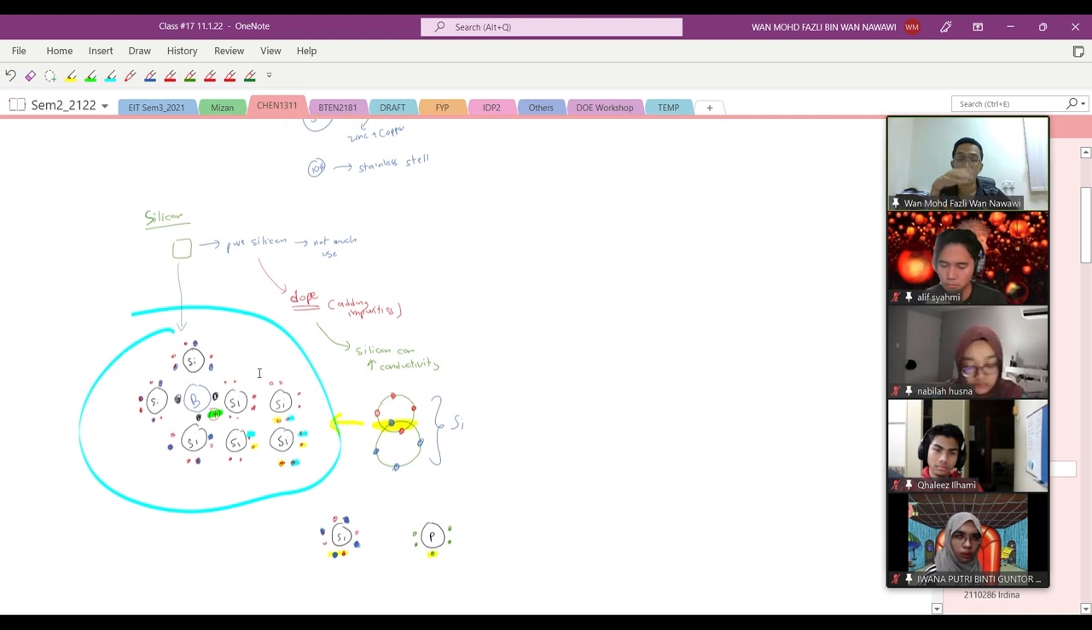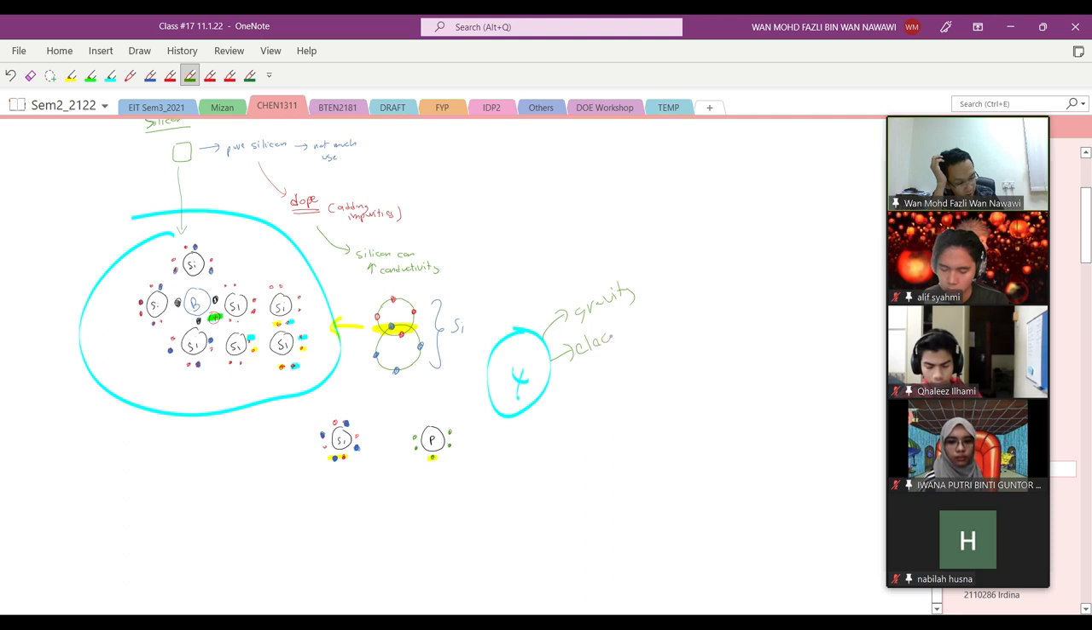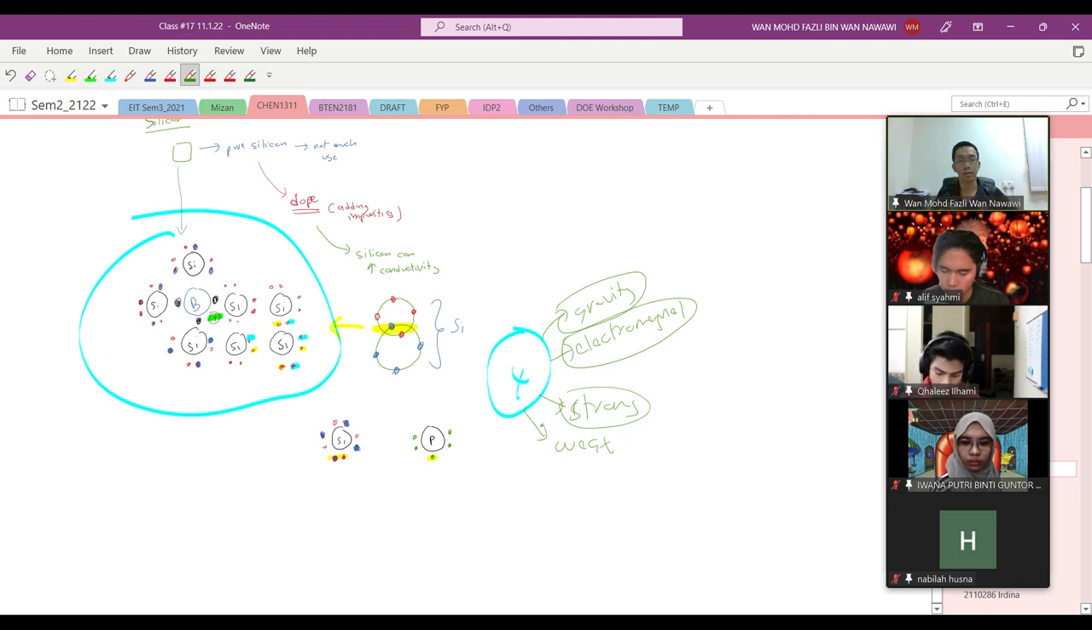So what we learned now is basically, previously we talked about 4 fundamental forces, of which one is gravity, and then electromagnetism. So we focus on these 2. The rest are strong and weak. We don't focus on them. Strong force is basically what you see inside the atom. Inside the atom, just to give you the idea.